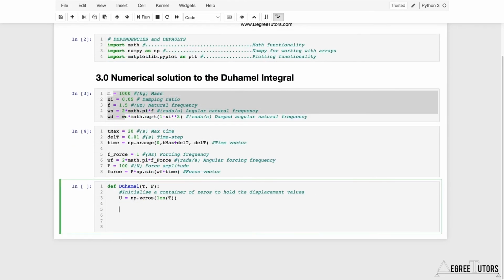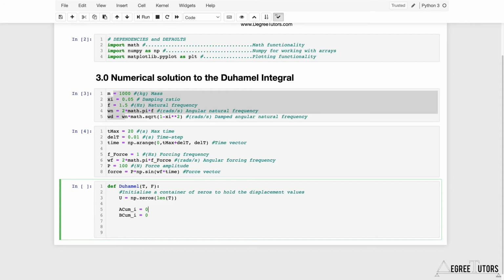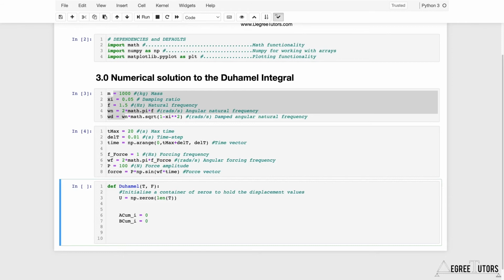Okay, so next I'm going to define initial values for a variable I'm going to call a_cumulative_i. I'm going to set that equal to 0 starting off, right? And then I'm going to say b_cumulative_i is also equal to 0. Okay, now I won't say much more about those two numbers until we get a bit more code written, and then I'll circle back and explain these in a bit more detail.